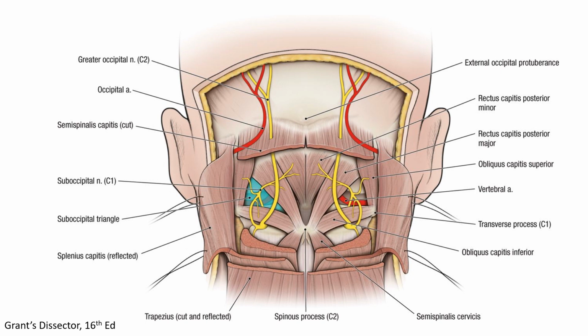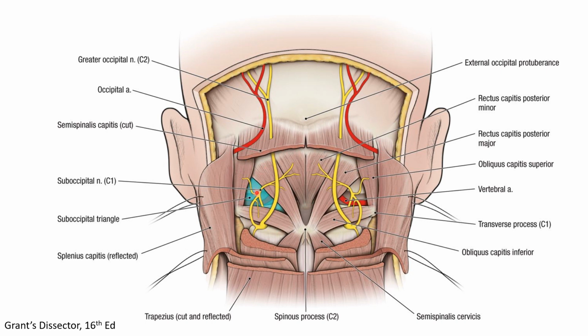This image is from page 17 in Grant's, and the trapezius has been cut, reflected and removed. The deep muscle to the trapezius is the splenius capitis, and that has been reflected. Deep to that is the semispinalis capitis, and that has been removed as well. And now you can see the suboccipital muscles right here.